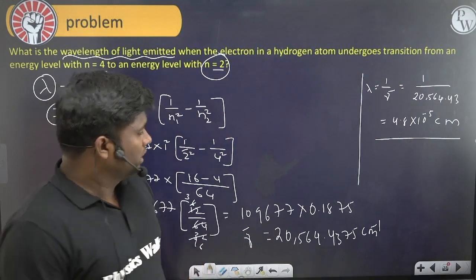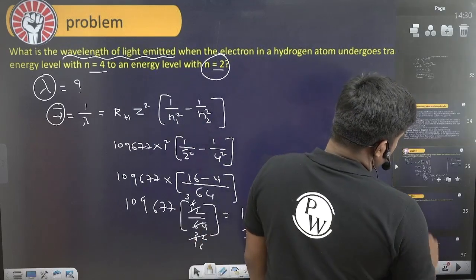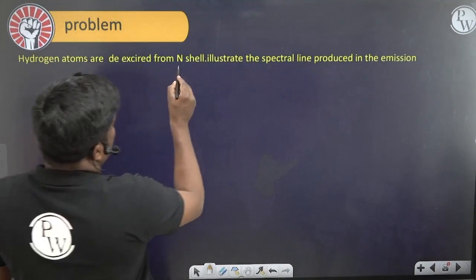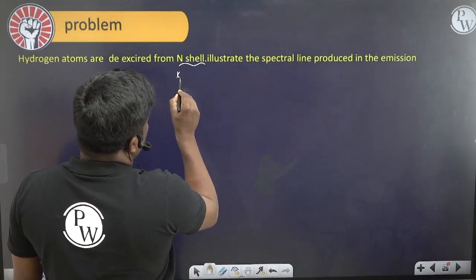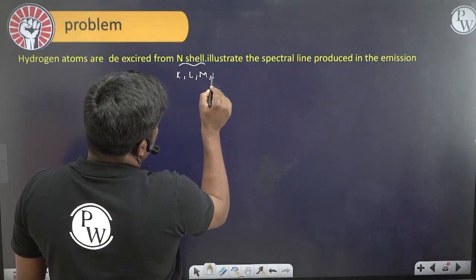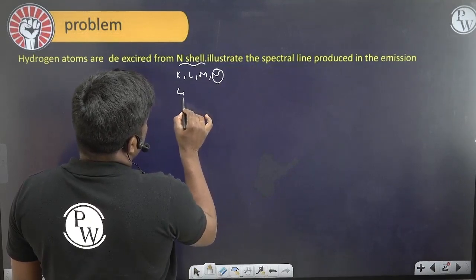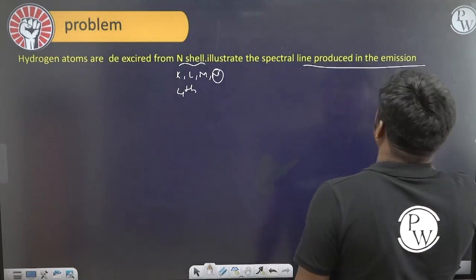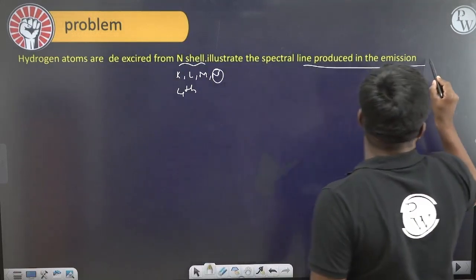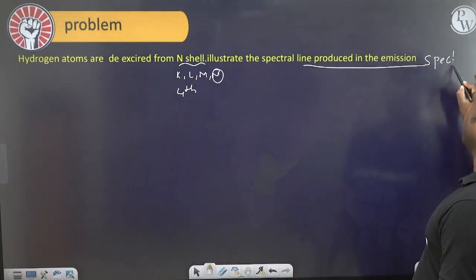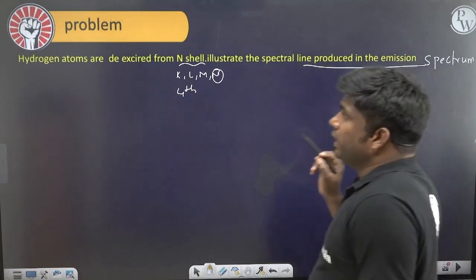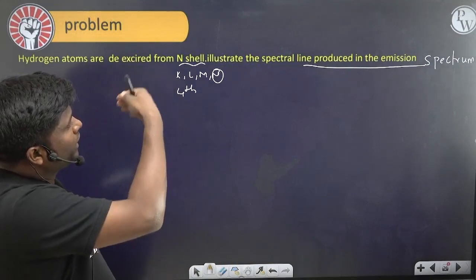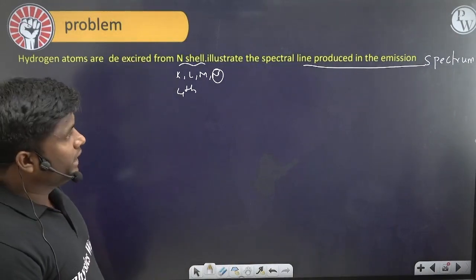Okay, and next question. Hydrogen atoms are de-excited from the N shell. N means K, L, M, N, the fourth shell. Spectral lines produced in the emission spectrum are how many? So in a hydrogen atom, the electrons are de-exciting from the N shell, the fourth shell.